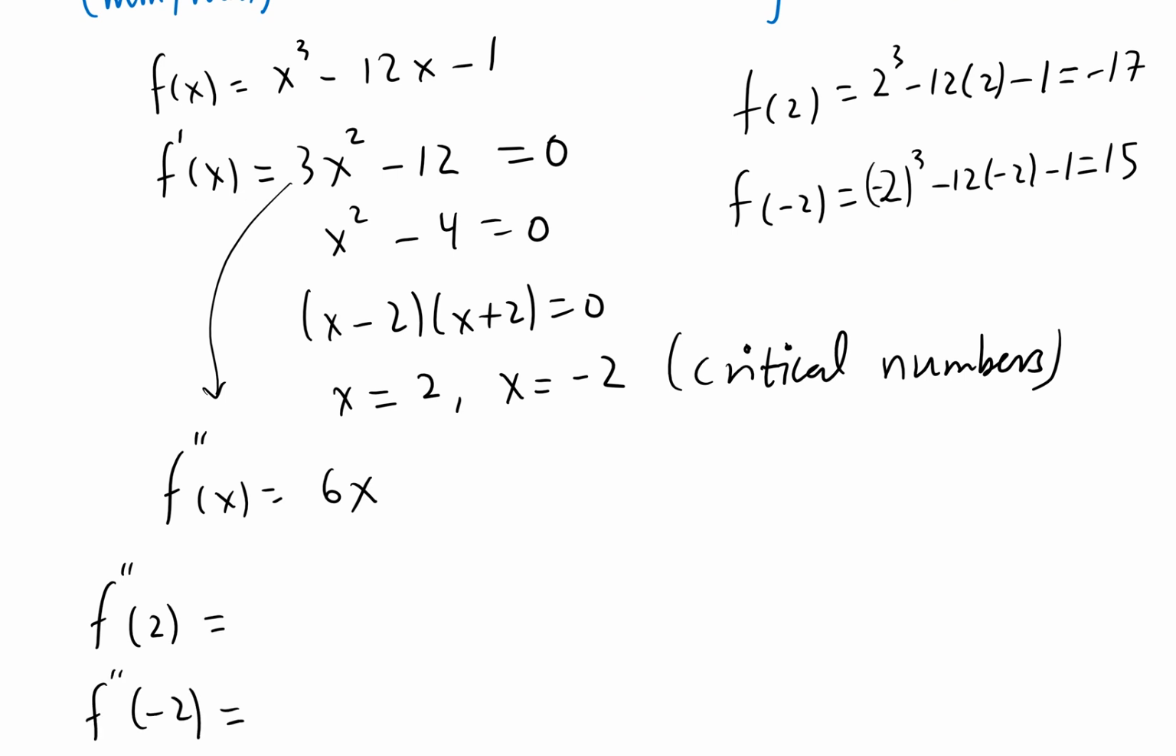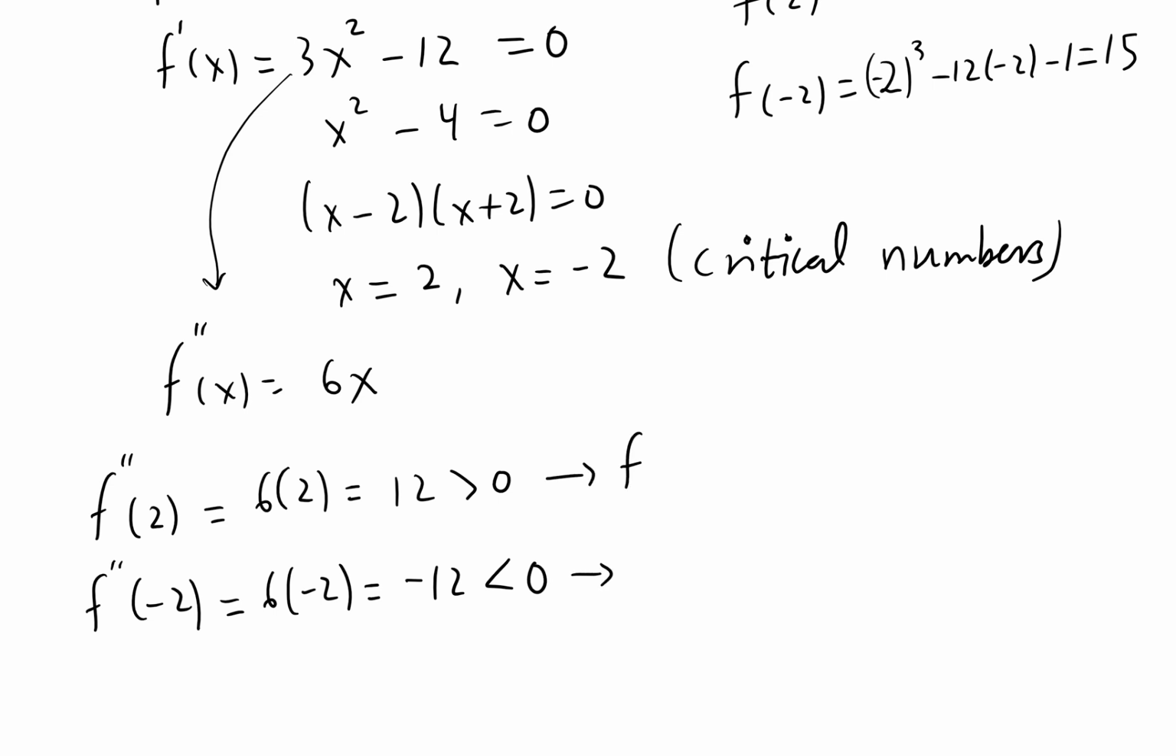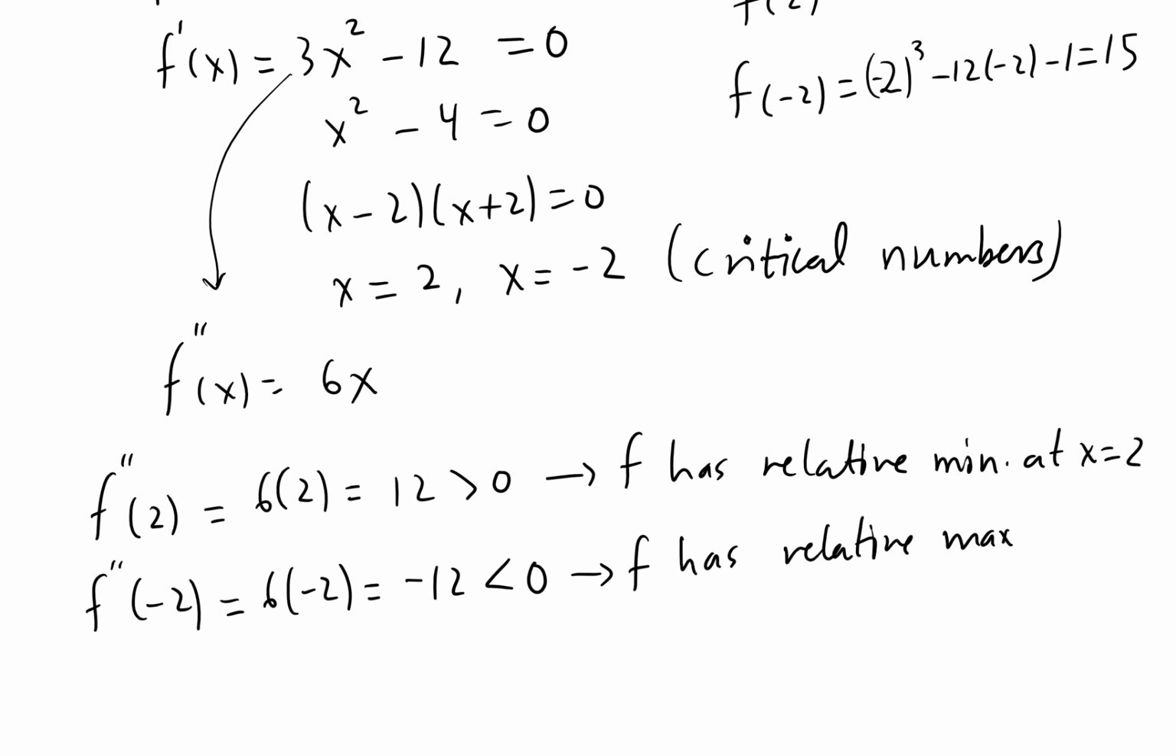Is it positive or negative? The second derivative at 2 is 6 times 2, which is 12. That's positive. Next one, 6 times negative 2 is negative 12, negative. This means f has relative extrema. By the second derivative test, if the second derivative at the critical number is positive, there's a relative minimum at x equals 2. F has a relative max at x equals negative 2.